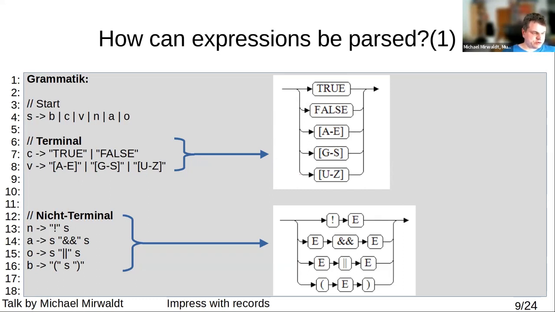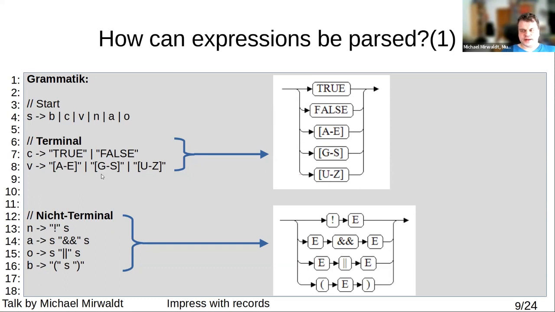Yeah, EBNF is wonderful. That's the Backus-Naur form, the extended one. Just ignore the fact that those are German words that I've got on the slide, for those who don't know so much about it.